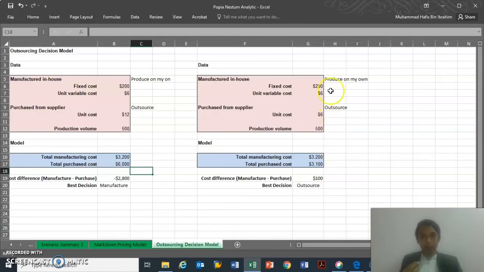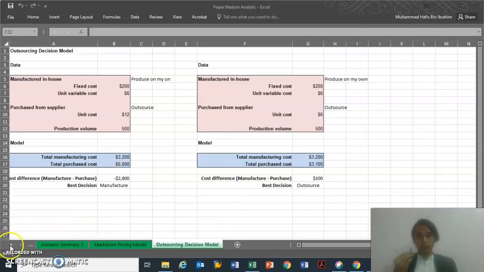But for me to get 6 ringgit per unit of my product is difficult because normally supplier will sell it around 8 ringgit to 12 ringgit. So this is impossible for me to get 6 ringgit. So the best is I choose to produce on my own, which is this one.